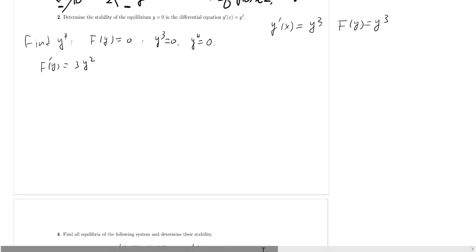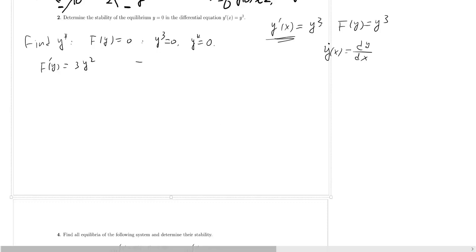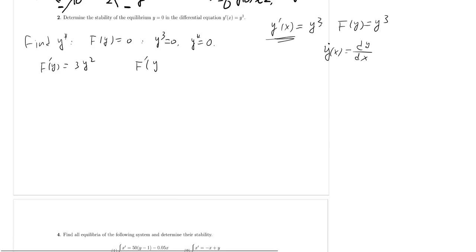And just to be careful, we have derivatives over here of two types. This one over here, derivative, is with respect to x. And that's another reason sometimes we use y dot of x, and that means dy dx, to avoid confusion. Now, let's look at what's going to be a derivative of this function at equilibrium. And then we have 0.